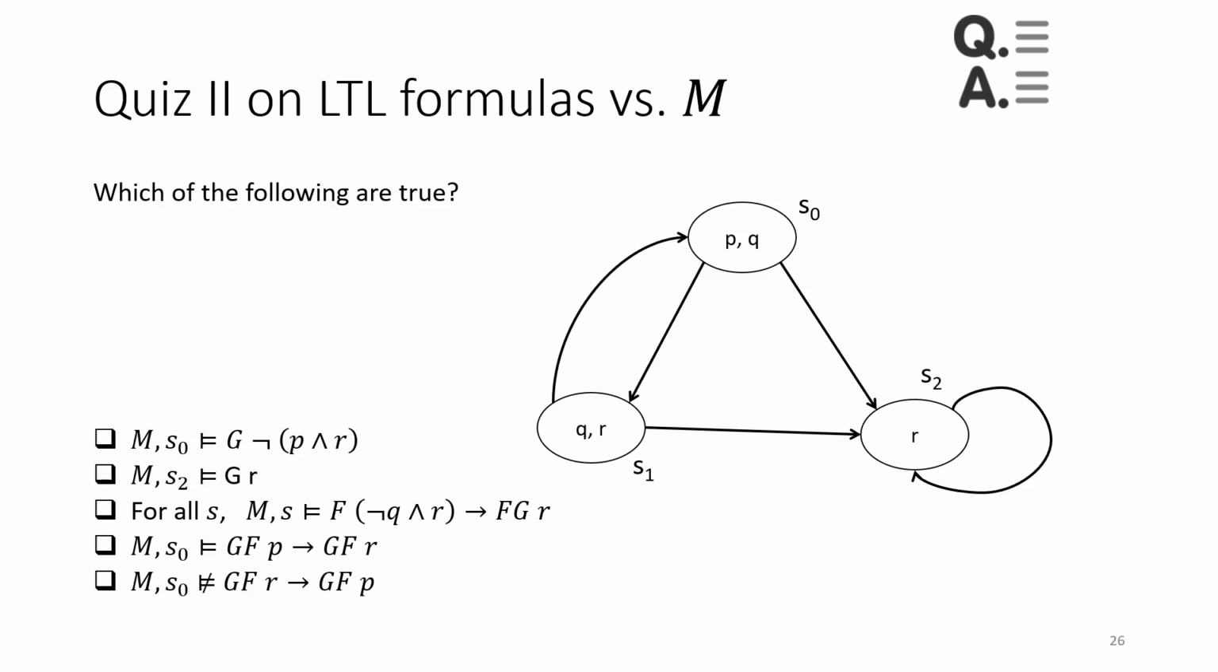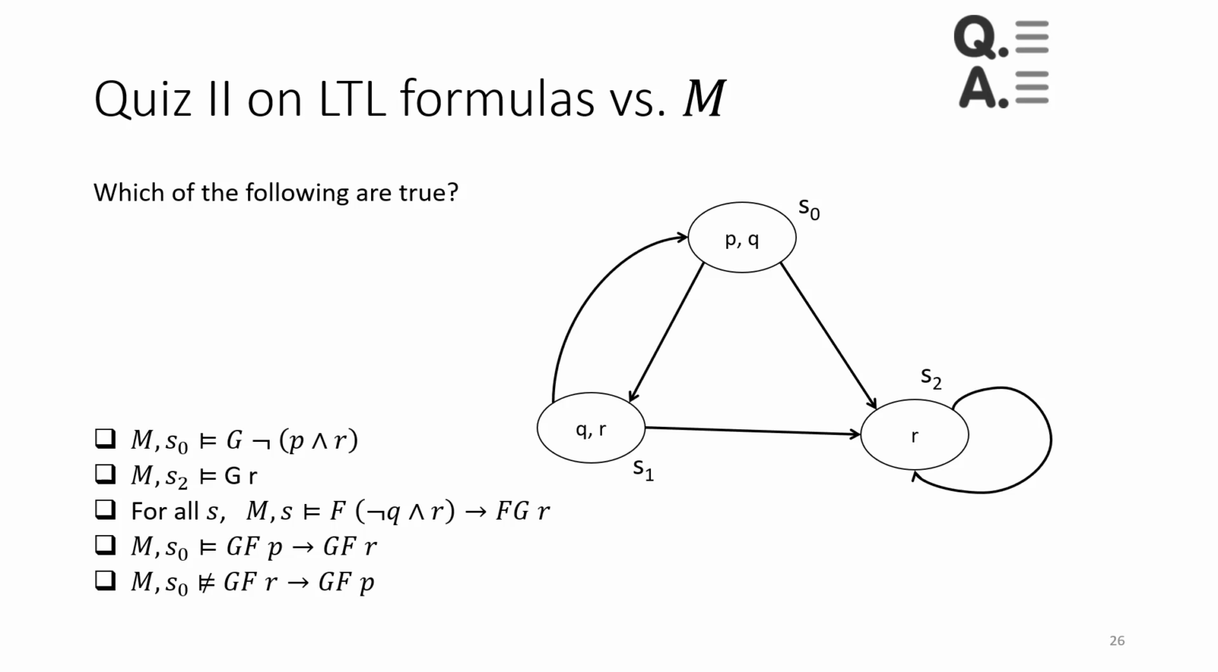And some other formulas: globally. Now this is a thing we have to evaluate for every single state in all of the possible computations starting at S0. Do we have not P and R? So how do we do that? We look at the states, and we should actually only look at the reachable states, but we know we can reach all states, right? So do we have P and R together in any of those states?